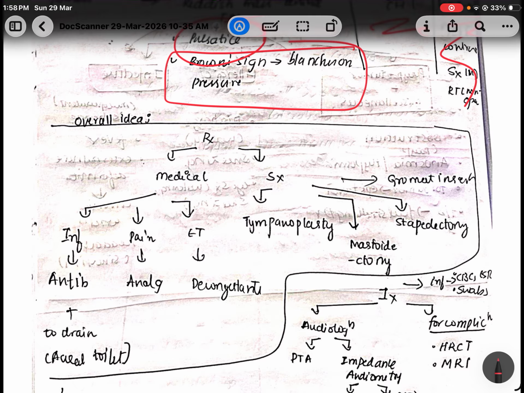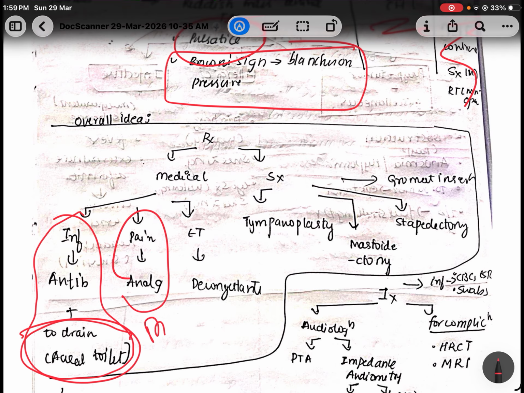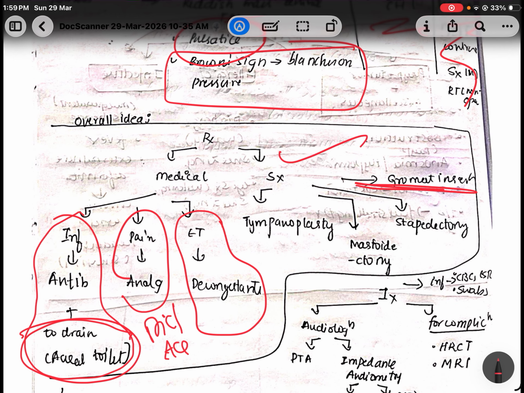Okay, then what are the major treatment options which you have in ENT? Again, if it's an infection, obviously you need to have antibiotics. First you need to drain it, then you have to start antibiotics. Okay, then if there is pain, you have to give analgesics, either diclofenac or aceclofenac. Again, if there is eustachian tube dysfunction, you have to give decongestants. Again, what are the surgical options which you have? If it's an effusion, then you have to provide aeration. Obviously, go with grommet insertion in OM with effusion.